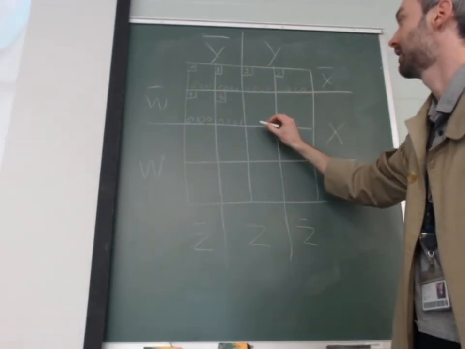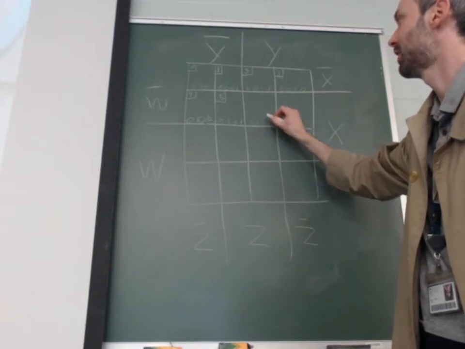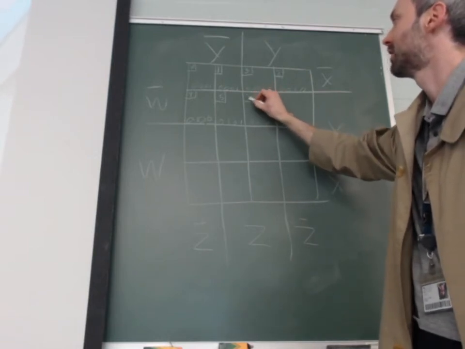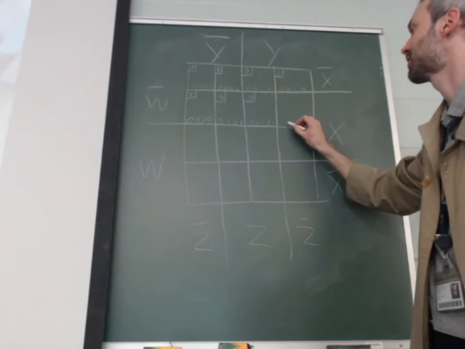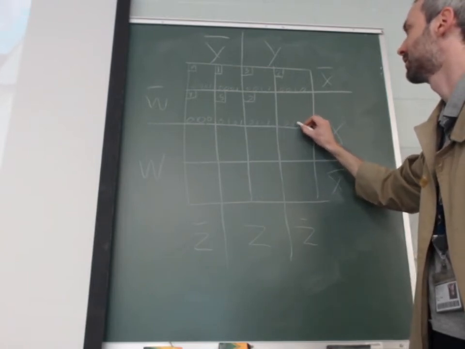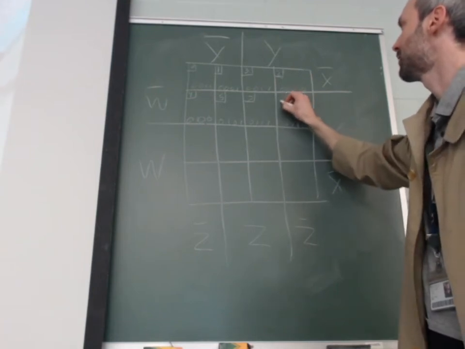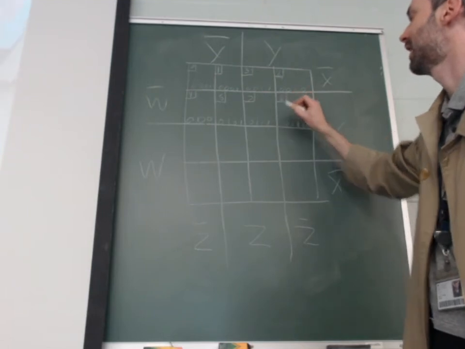All right, next. 0, 1, 1, 1, and that number is 7. Hey, this should look familiar. And the last one, 0, 1, 1, 0. And that number is 6.